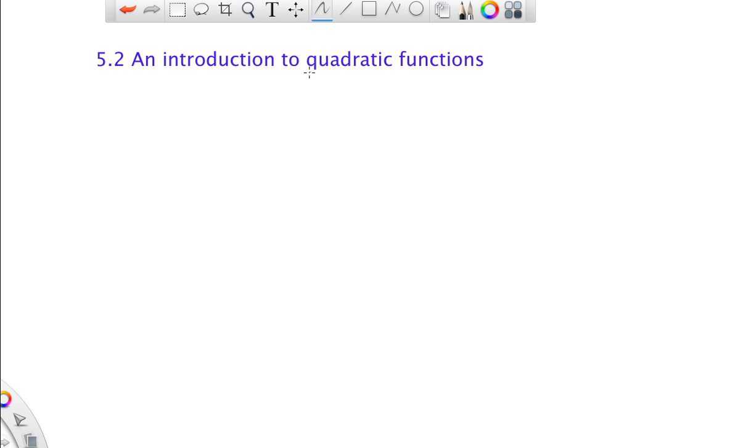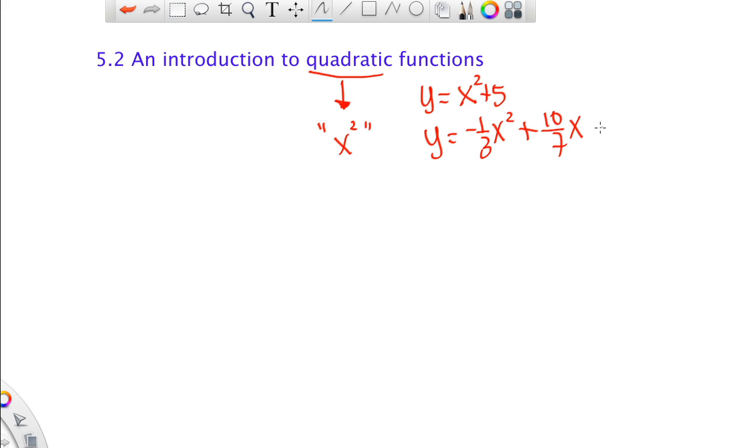So let's talk about the word quadratic. The word quadratic for us is going to mean that we have an x squared somewhere in our function. So that could look many different ways. This is a quadratic function, and it's a fairly nice, clean-looking one. But quadratics could look like this. If we have an x squared, we could have something with an x, and we could have a normal number.